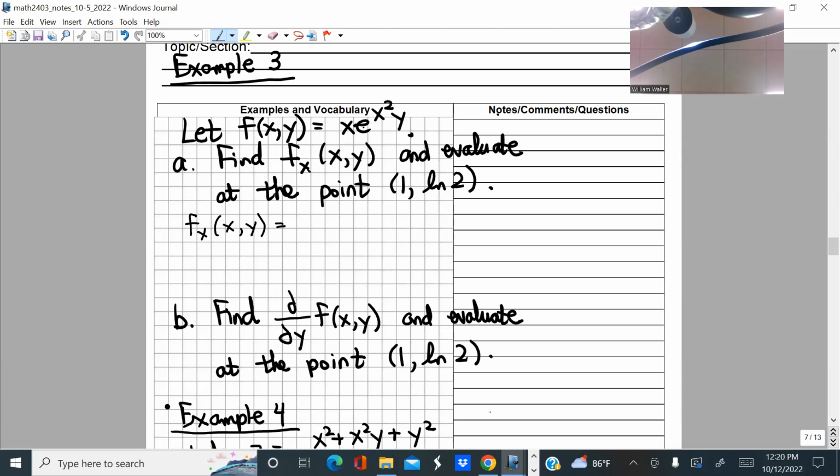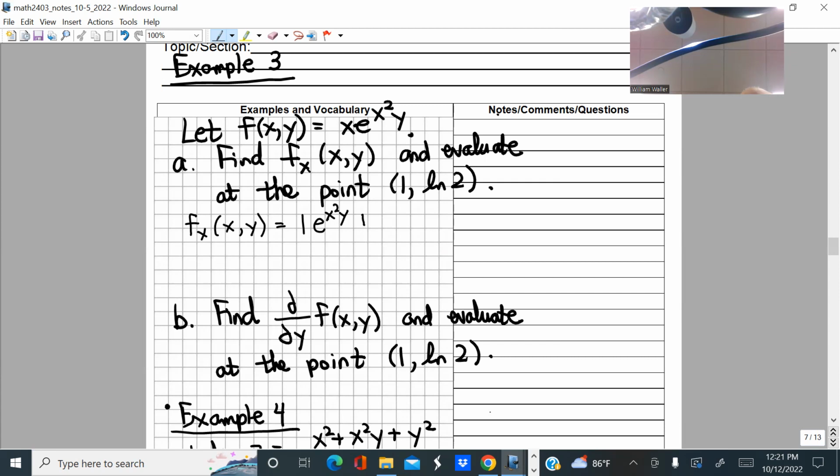Do I remember the product rule? How does that work? It's pretty easy, right? Don't you take the derivative of the first factor times the second, just keep the second. So what's the derivative of x, though? 1. Oh, that's nice. So you just get 1 times e to the x squared y. Ooh, that wasn't bad. All right.